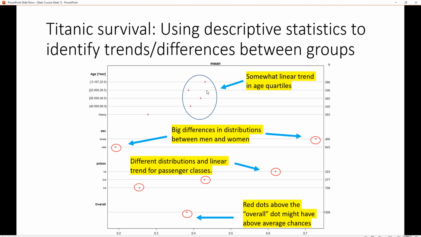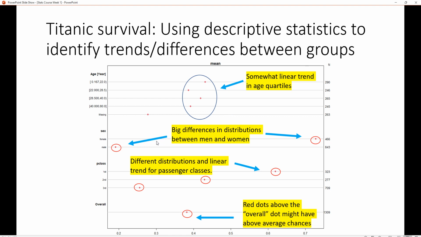If it was perfectly linear, in the sense that the survival rate increases as we go from one age group to the other, we would expect to see it here. But since a big proportion of this age group are crew members, we see that unfortunately as our lowest group. And then our youngest passengers have the highest rate of survival. So this is more of a nonlinear trend, but we can see somewhat of a pattern.